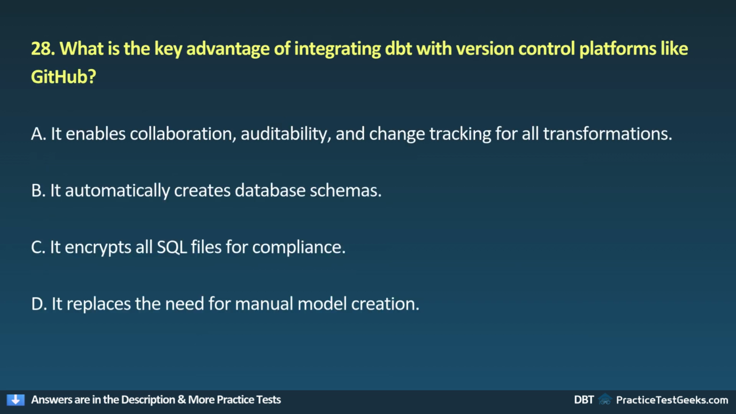28. What is the key advantage of integrating DBT with version control platforms like GitHub? A. It enables collaboration, auditability, and change tracking for all transformations. B. It automatically creates database schemas. C. It encrypts all SQL files for compliance. D. It replaces the need for manual model creation.